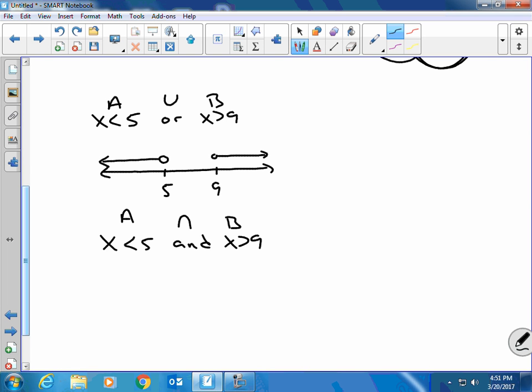This says it needs to be in set A and in set B. Well, if this number line I have graphed there is X is less than 5 or X is greater than 9, where's the intersection? The intersection of that is, not a very good set notation, the empty set. There are no numbers that are both bigger than 9 and less than 5 at the same time. Another notation for that would be the circle with the line through it, called the empty set, or it's called the null set.